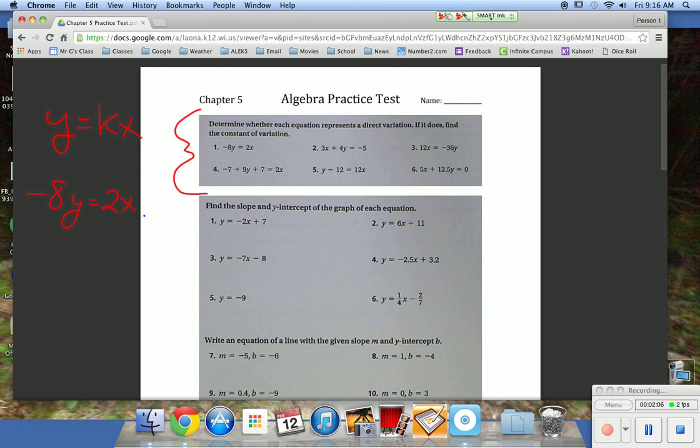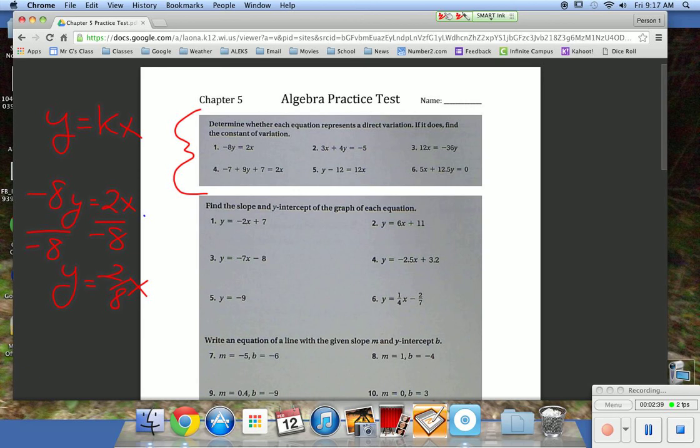Negative 8y equals 2x. I want to get it so the y is by itself. So whatever we do, we have to solve for y. Divide by negative 8. That way we get our y by itself. So we divide by negative 8 on both sides, and we get y equals negative 2/8 x. We can reduce that to 1/4 if we want.